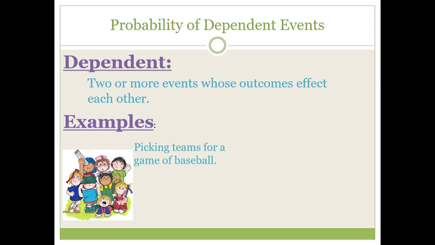Or if we were looking at a group of boys and girls, and we had so many girls and so many boys, and I said, what's the probability that somebody picks a boy and then the next person picks another boy? Well, that would be a dependent event because after the first person picked a boy, now there's fewer boys in the group for the second person to pick. So that changes the probability, the number of successful outcomes.